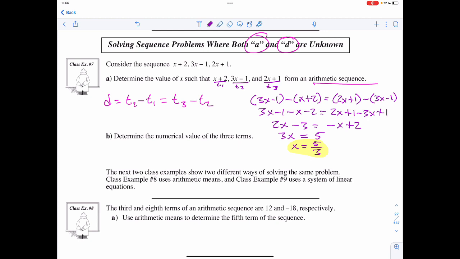If it wants me to determine the numerical values of each of these terms, then I'm just going to sub in the value of x into each of these terms. So term 1 is going to be 5 over 3 plus 2, or 11 over 3.